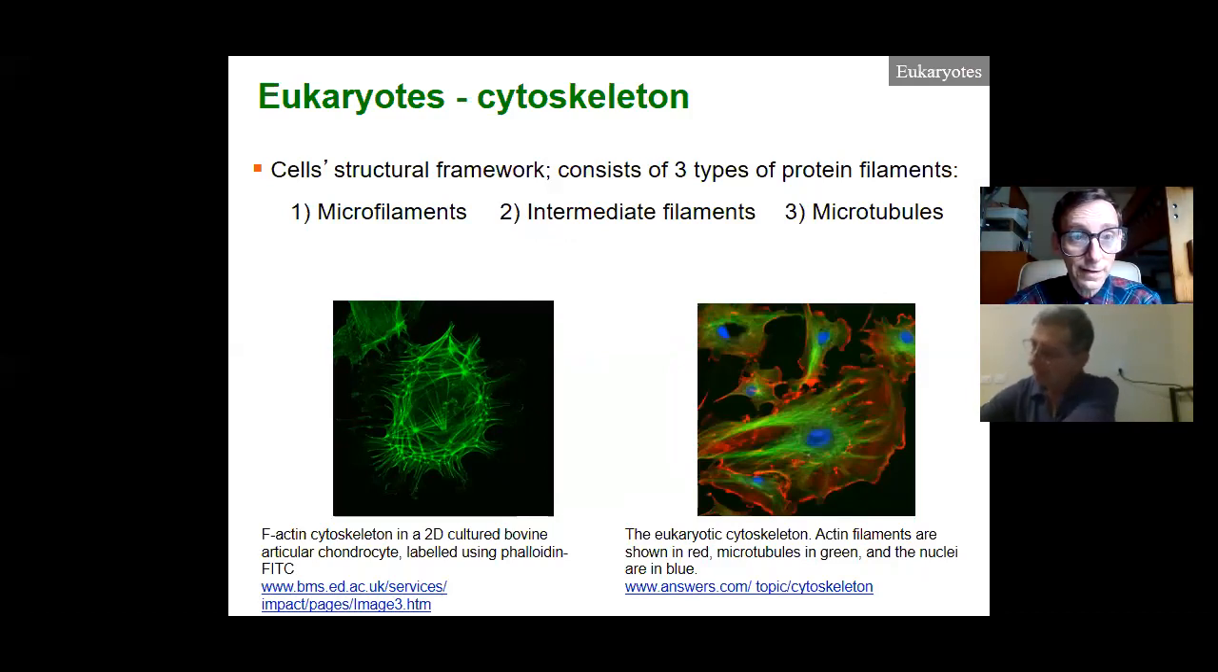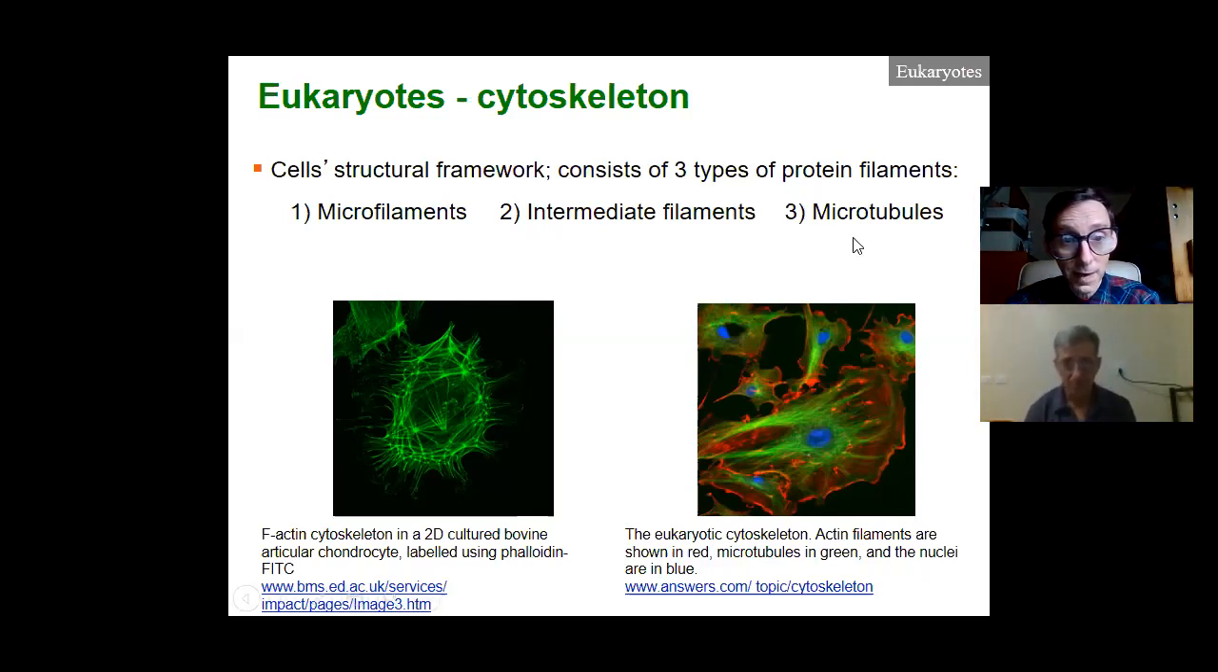So in eukaryotic cells, there's proteins running throughout the cell, running throughout the cytoplasm. And we call this the cytoskeleton. It's made up of 3 types of protein filaments: microfilaments, intermediate filaments, and microtubules. I really won't talk much about these, but it's sort of important to know that the cytoskeleton is made up of 3 types of protein filaments.